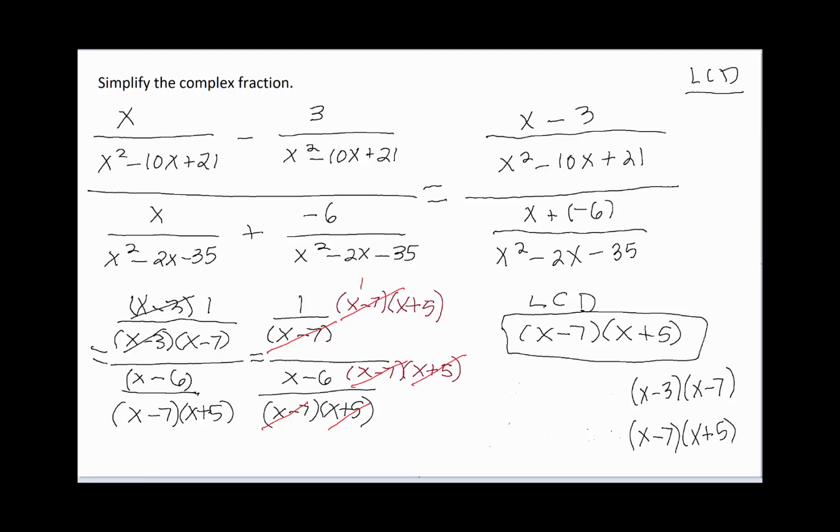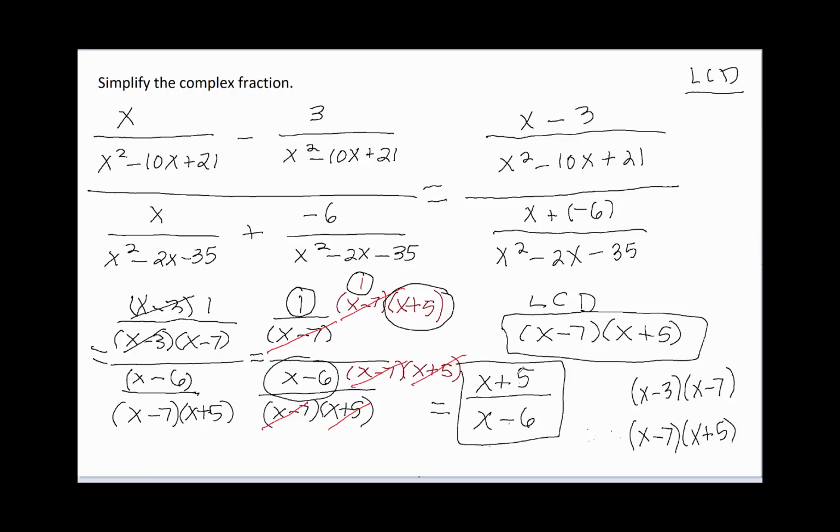So I'm going to end up with, in my numerator, a 1 times a 1 times an x plus 5. Well, that's just an x plus 5. And in my denominator, I only have an x minus 6. So the final answer for this problem is x plus 5 divided by x minus 6. And you'll see that this is much simpler than this original fraction that had 4 separate fractions in it. We're down to just a single numerator and a single denominator.